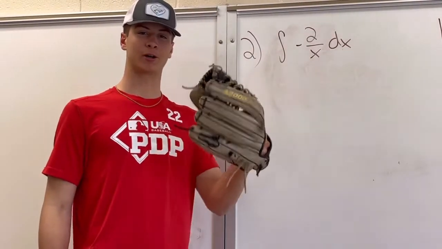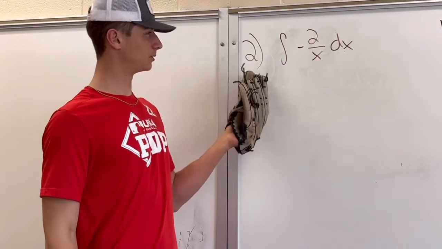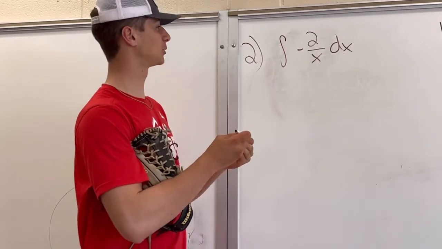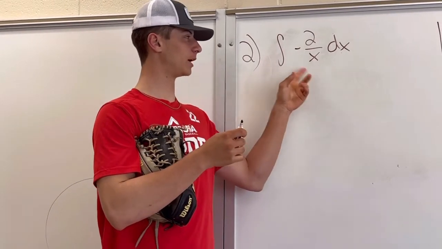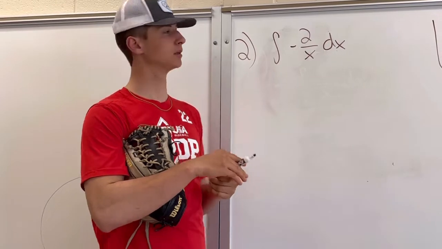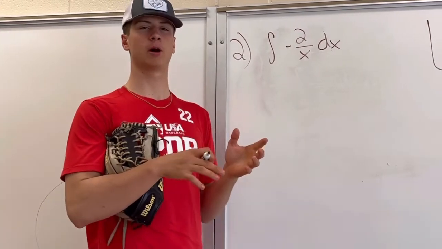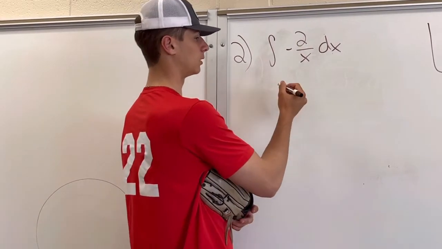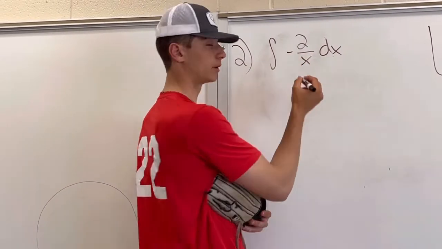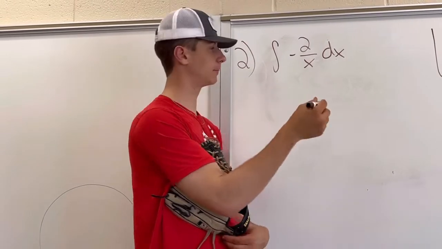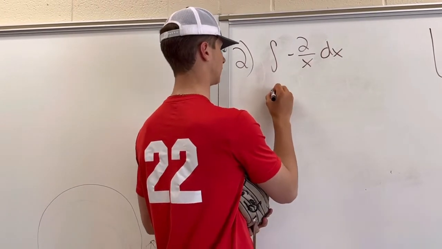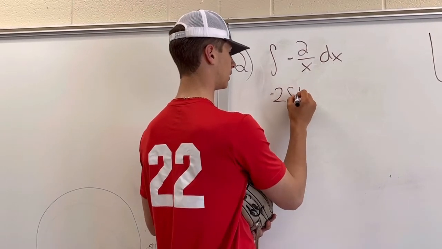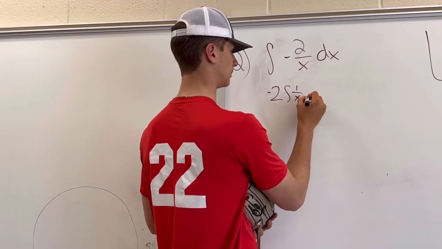Welcome to the ballpark. I think we should do number 2 next. All right. Now we have the integral of negative 2 over x times dx, which is kind of a similar problem to our last one. So from here, we have to bring out the negative 2 in front of the integral. That would be the next step in solving the problem. So we have negative 2 integral 1 over x times dx.